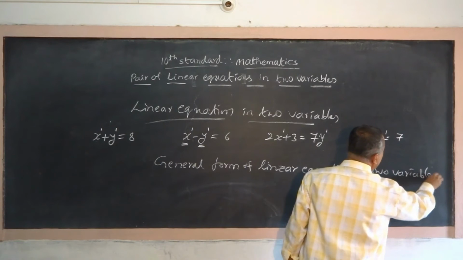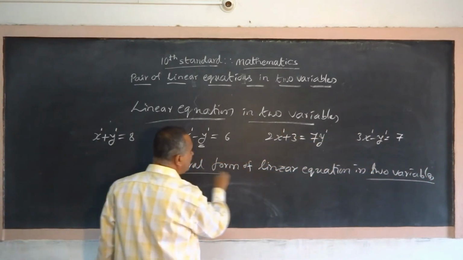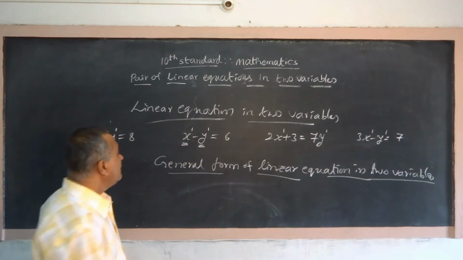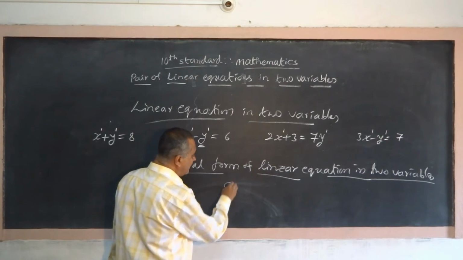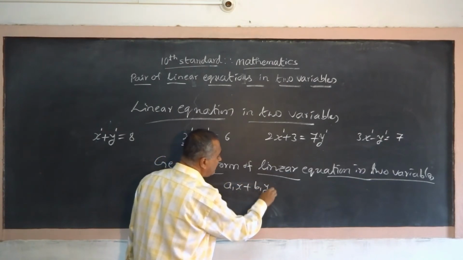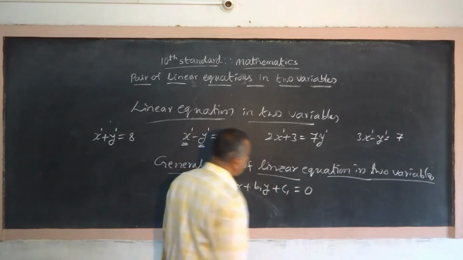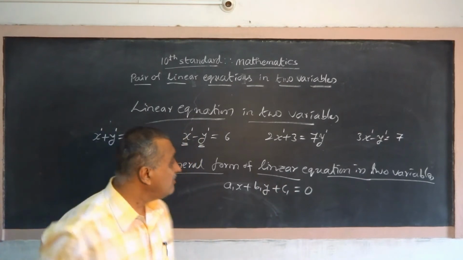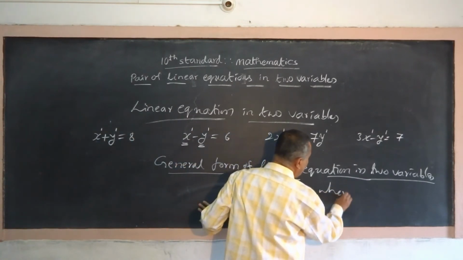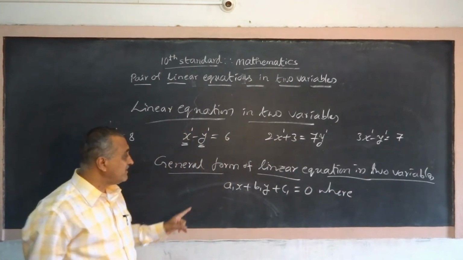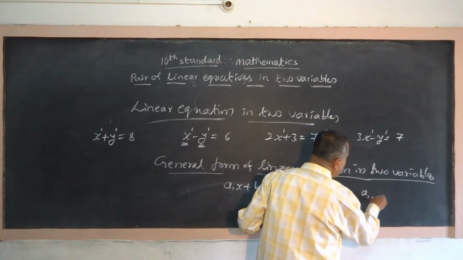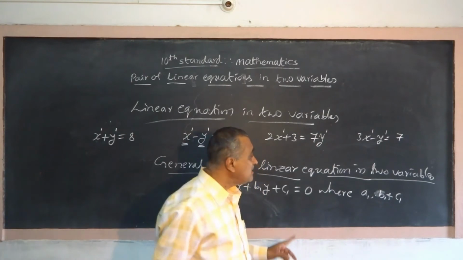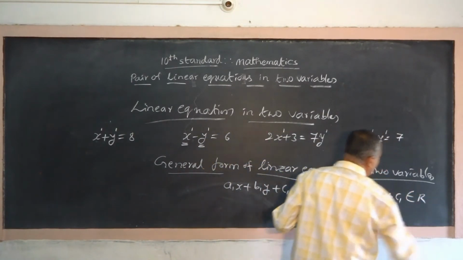In two variables. You see, the general form of linear equation in two variables. How do you consider it? We consider it like this: a1x plus b1y plus c1 is equal to 0. This is called the general form of linear equation, where a1, b1 and c1 belong to the set of real numbers.